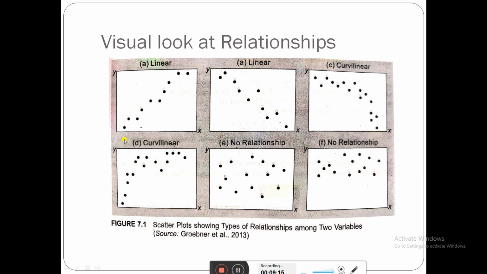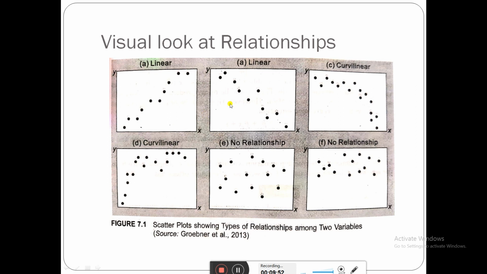In this A, it shows a very strong linear relationship between the variables x and y. This means the value of y increases proportionally with x. As the value of x increases, the value of y also increases. X is high, y is high. X is low, y is low. Both y and x are increasing proportionally with each other.